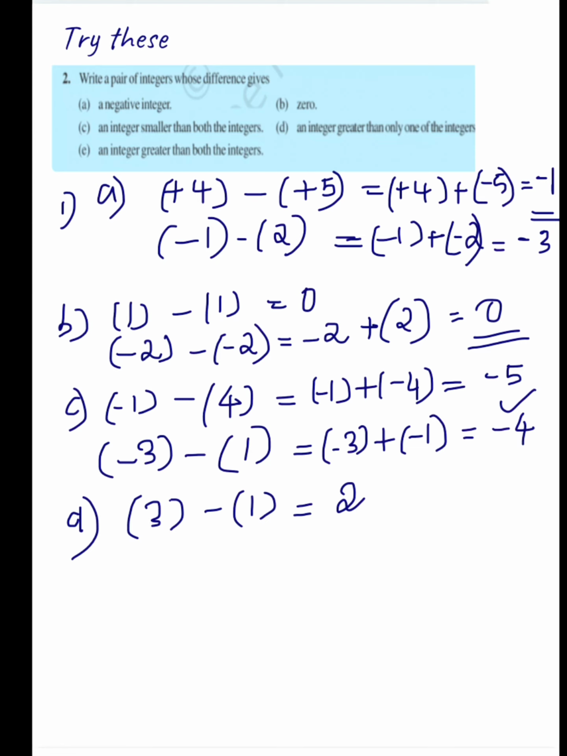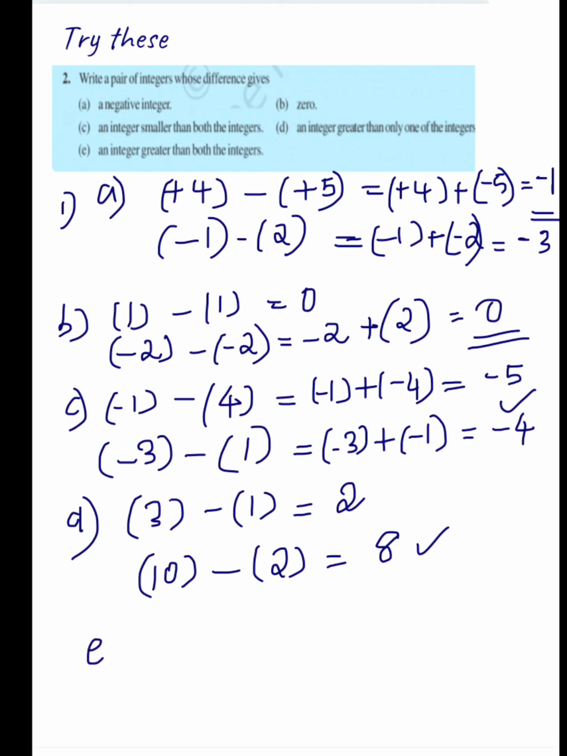Now let's take any other example. Suppose I am taking 10 and I am taking a number which is less than this 10. Let's take 2. Now you will get the answer as 8. Here you can see that 8 is greater than 2 but it's not greater than 10. Okay, so in all these cases you can see that in the case of D, the second number should be less than the first number. Then you will get the answer as an integer which is greater than only one of the integers. Okay, in that way you can take the examples.